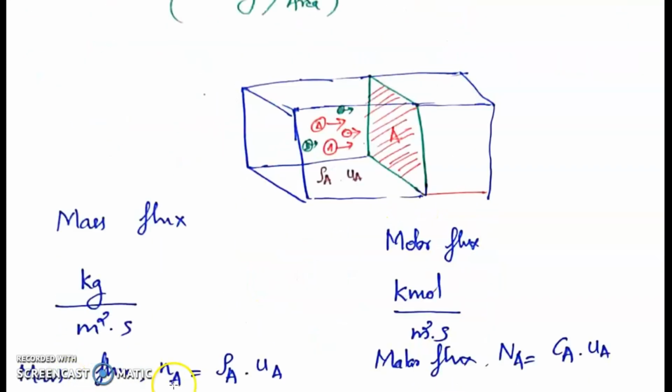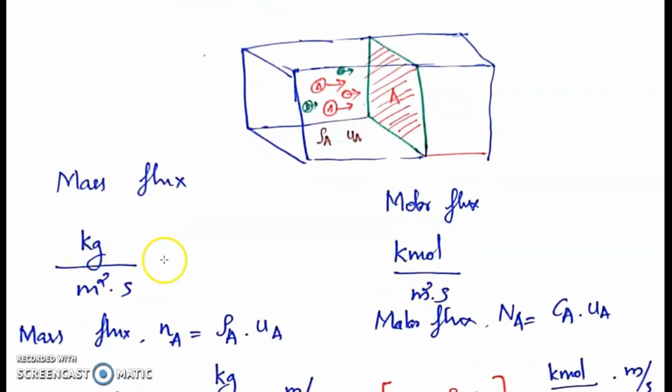So we can define flux in two ways. One is mass flux, and the other is molar flux, depending on whether we use mass concentration or molar concentration. I'll start with mass flux. Here mass flux means mass diffusing per unit area per unit time. So the unit is kilogram per meter square second.